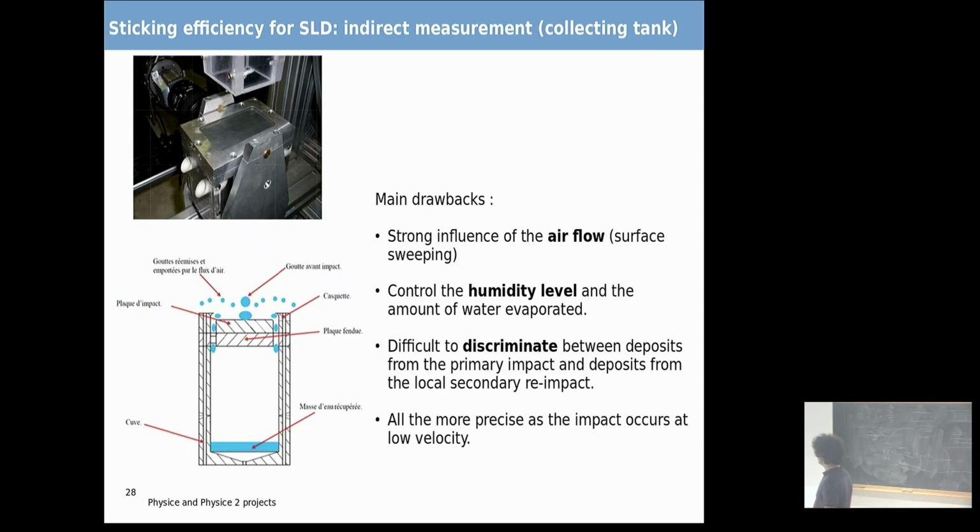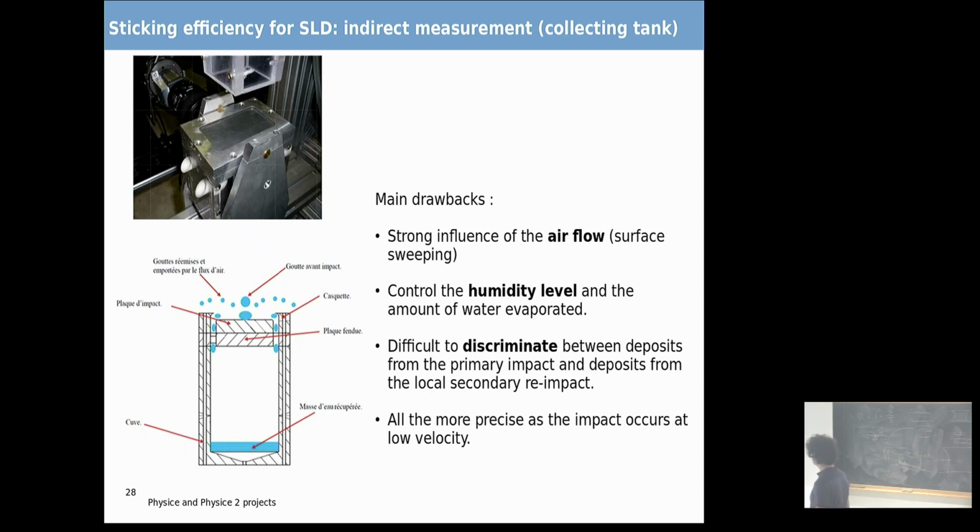There are main drawbacks with that. First, there is a strong influence of the airflow, because you have an airflow, some liquid is swept by the airflow, and it just goes away from the experiment, so it's not very well under control. Second thing, we have to control the humidity level, because there may be a non-negligible part of the liquid which evaporates.